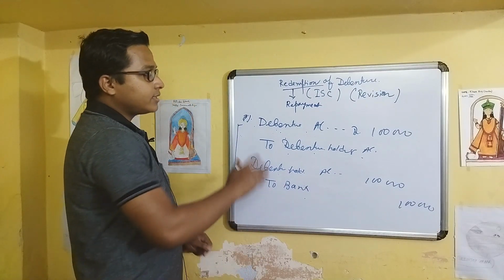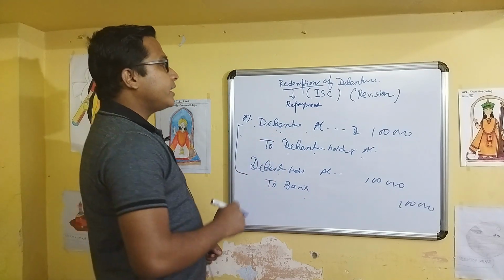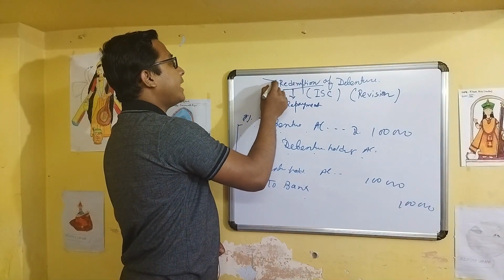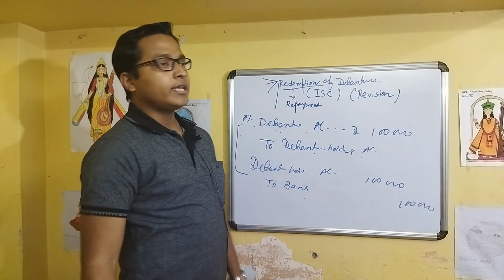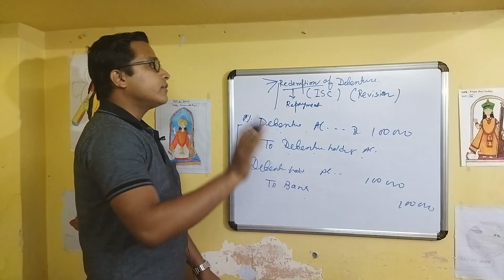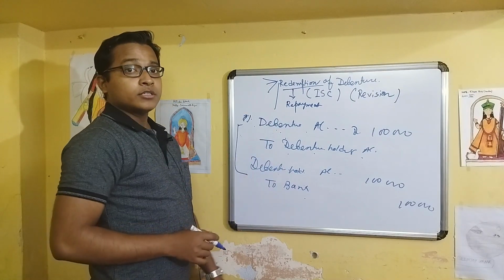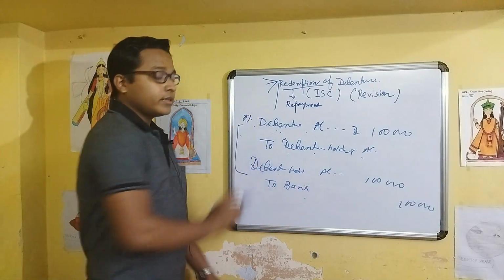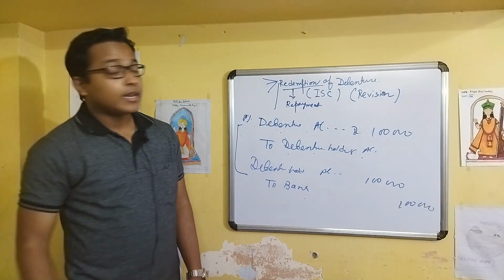Now this is a simple journal entry, but in redemption we face four types of redemption. Basically, in our syllabus there are four types of redemption. The first one is the lump sum method.